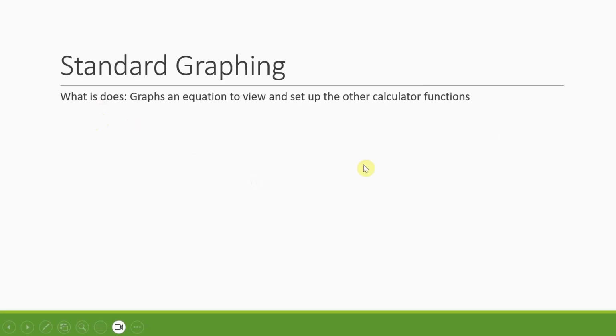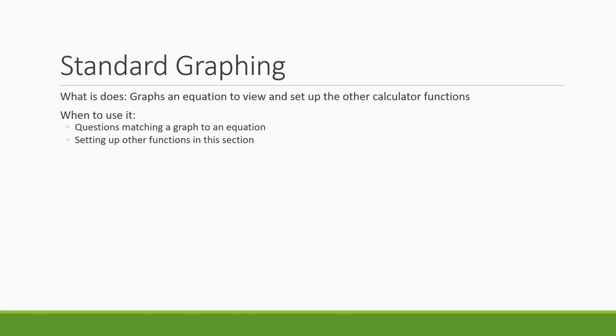So we'll begin with the standard graphing, which is just graphing an equation to view it, and it can just set up all the other functions we're going to talk about in this video. So for any of those, you're going to end up graphing first. So we're going to start with how do I do that? When would I want to do this? The easiest is just if you have a question where you have to match a graph to an equation. And if you're not sure what that graph would look like, well, you can just put it in your calculator and let it graph it for you, and then just match the picture. The other, I already mentioned, is to set up all the other things that we're going to talk about. You're going to have to graph it first.